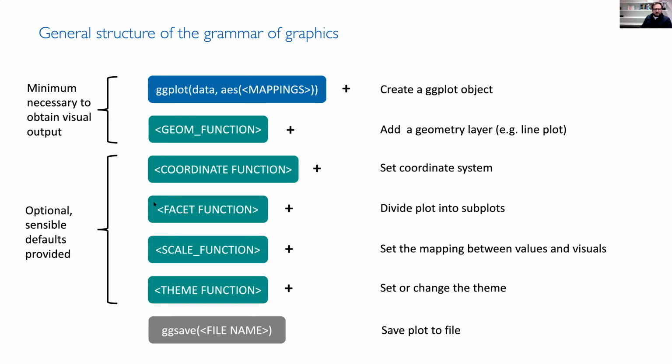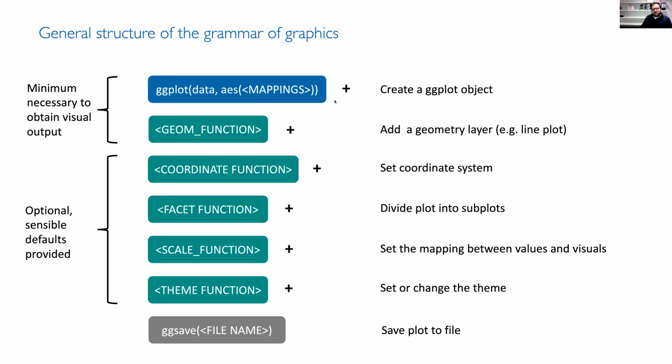You can have subplots by adding this further rule here. It's called facets. You can change how values in this data table map to different properties, so which color represents which value in your table. You can change themes, for example, or the way lines and whatever are plotted. And you can, of course, also save your file.